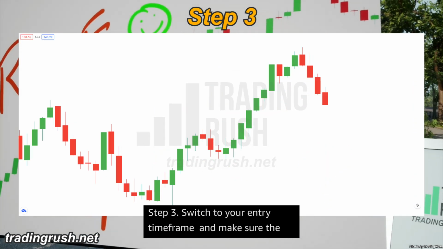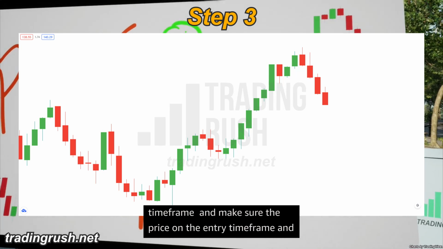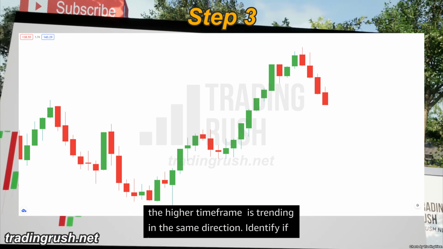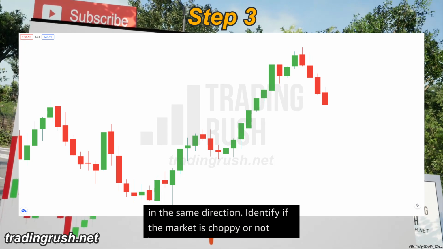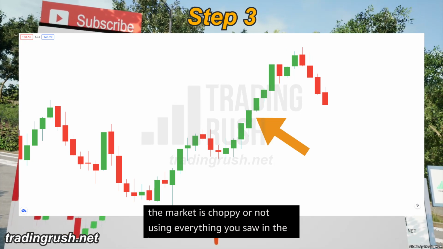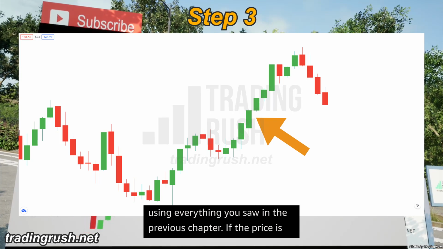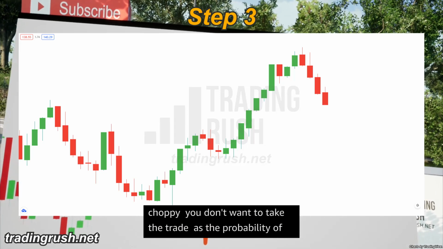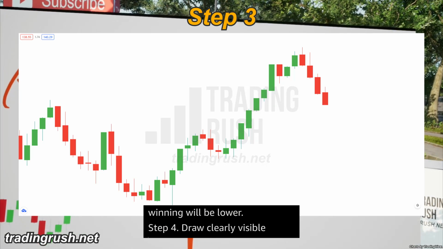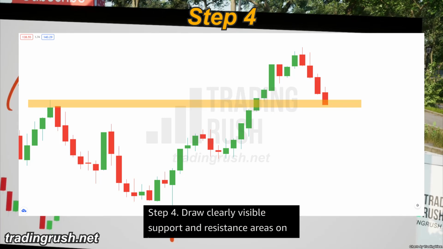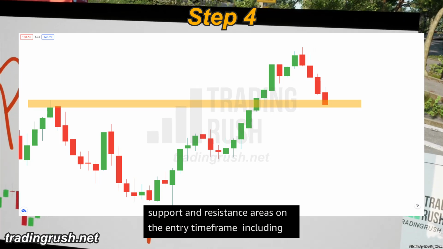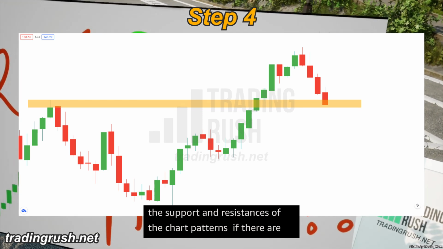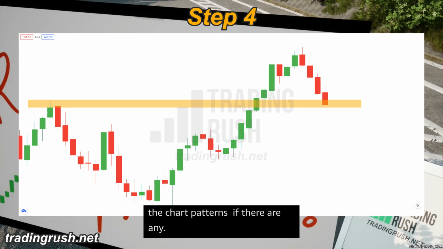Step 3. Switch to your entry time frame and make sure the price on the entry time frame and the higher time frame is trending in the same direction. Identify if the market is choppy or not using everything you saw in the previous chapter. If the price is choppy, you don't want to take the trade, as the probability of winning will be lower. Step 4. Draw clearly visible support and resistance areas on the entry time frame, including the support and resistances of the chart patterns, if there are any.